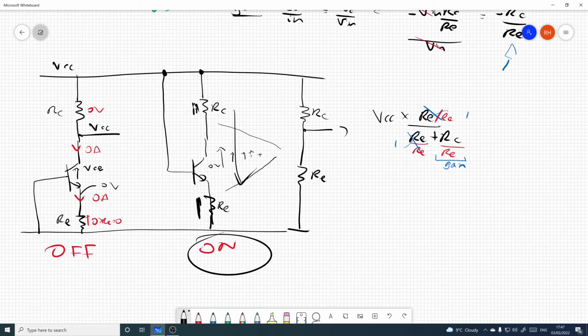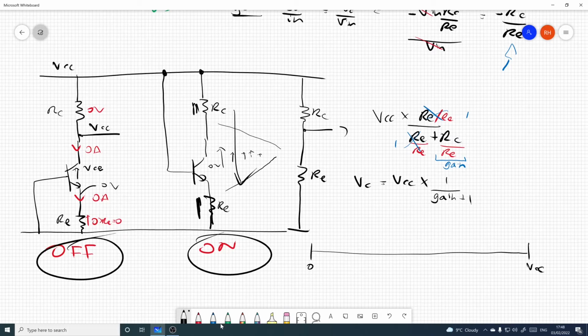Okay, so we can re-express this. In the fully switched on case, the output voltage is going to be VCC times 1 over gain plus 1. Okay, that's pretty cool. So that means that there's a range of voltages that depend on the gain you configured it to be. 0 volts to VCC is the options available.